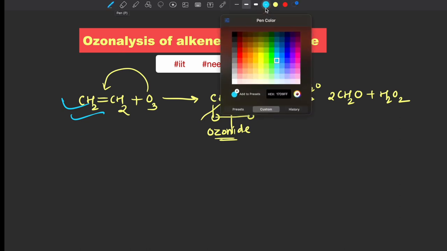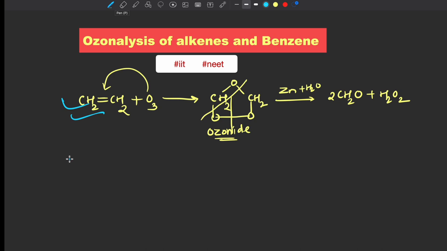The first one is CH3 CH double bond CH CH3. So this is 2-butene, ozonized in presence of zinc. What will happen? What you have to do? You have to do only one thing. You have to break this double bond. You add one oxygen here, another here.